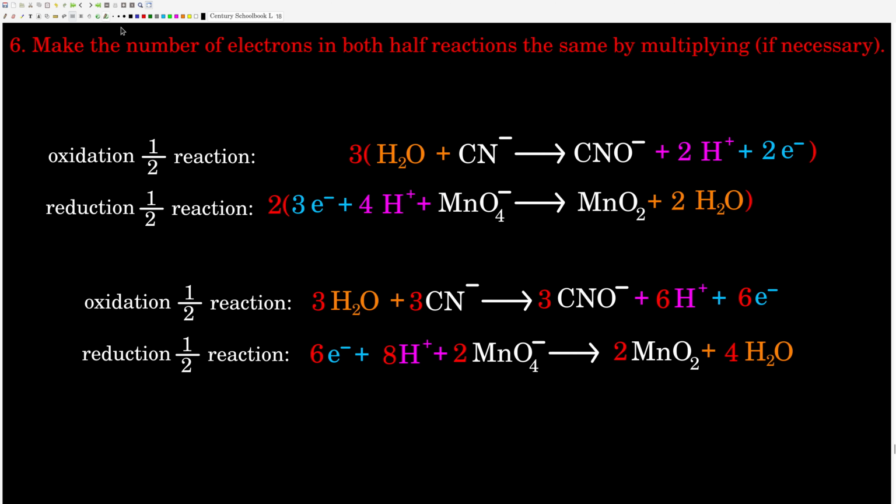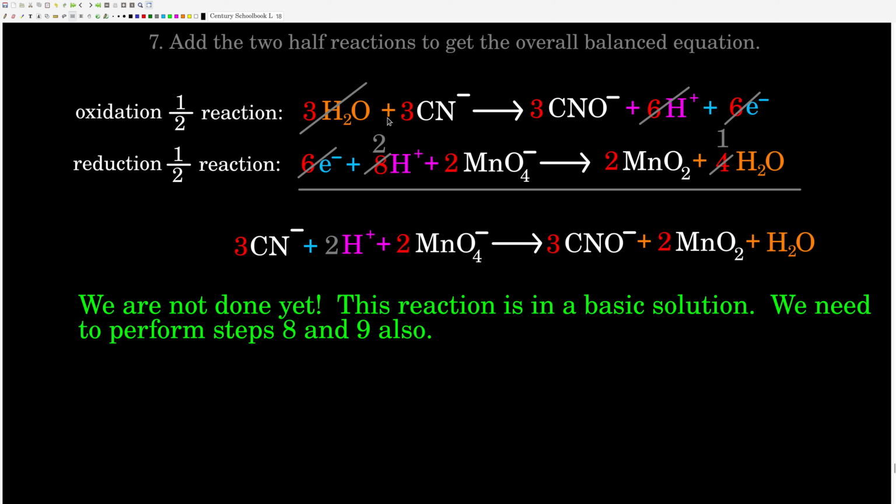Moving on to step 6, getting the same number of electrons. Well, the least common multiple of 2 and 3 is 6, so that means we're going to multiply through the oxidation half reaction by 3 to get 6 electrons, and the reduction half reaction by 2 to get 6 electrons. And when we do, we end up with these equations down here. Now we're moving on to step 7. Add them up and cancel out.